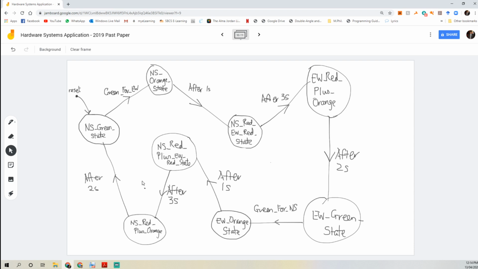So one thing to note is that we just arbitrarily decided that we could start our system in the north-south green state. However, alternatively, I could have just as well said that my east-west green state was my initial state. And the only change, if I wanted to make east-west green my initial state, the only change I need to make is my reset signal could just as easily have started in my east-west green state like this.